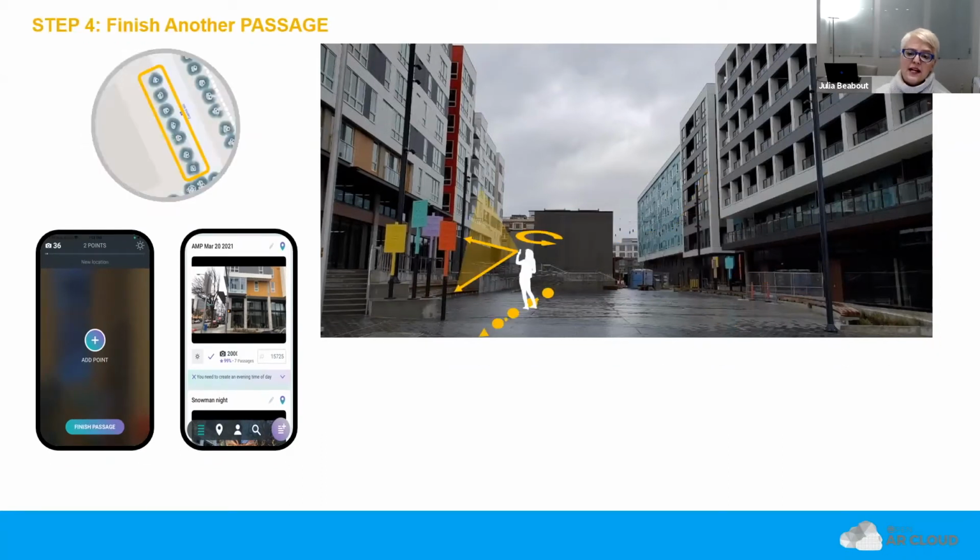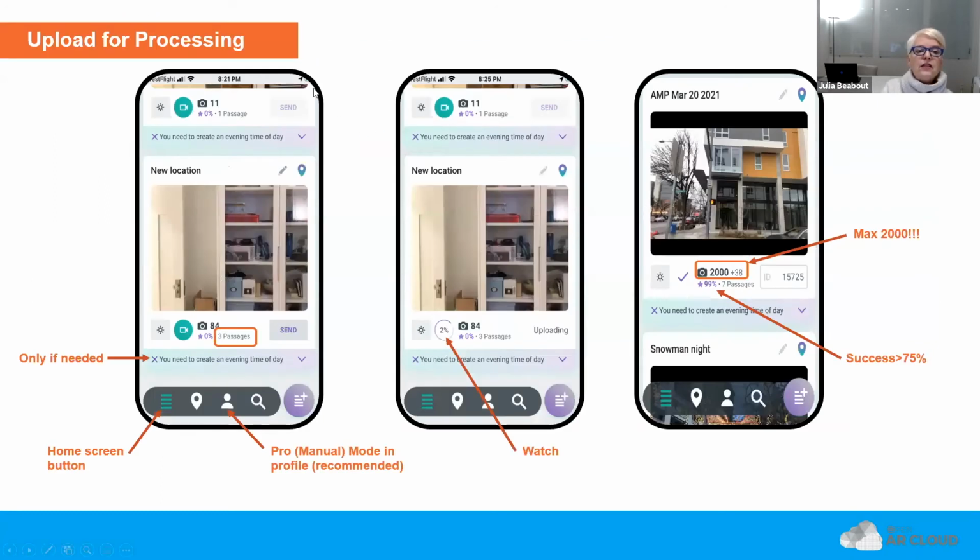So that was the first pass. Then I created a second pass, made of multiple points. And then the upload process.